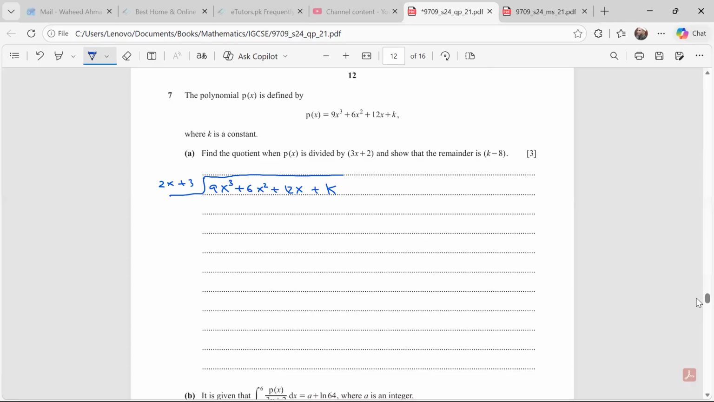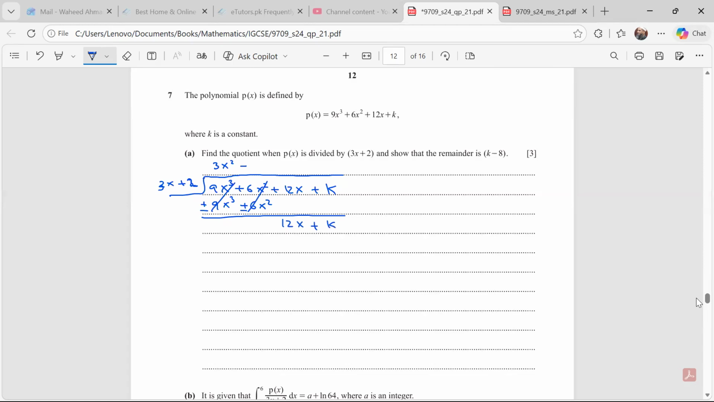Okay, so I will do it by 3x squared. Sorry, this is 3x. Yeah, I made a mistake. This is not 2, this is 3. 3x plus 2. Okay, now when I multiply with 3, it will be 3 times 3 is 9, x cubed plus 6x squared, right? So now I will subtract, this plus will become minus. This cancels, and I will have 12x plus k.